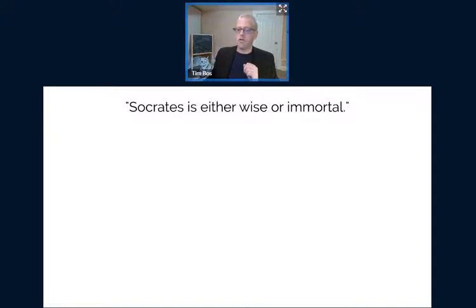Right. So Socrates is either wise or immortal. This might look like it's a simple statement because you just have Socrates and there's just one verb, is. But when you really think about it, there's really two statements going on here as well. It's just below the surface. Our grammar sometimes hides what's really going on, right? There's really two separate statements here. Socrates is wise, Socrates is immortal.